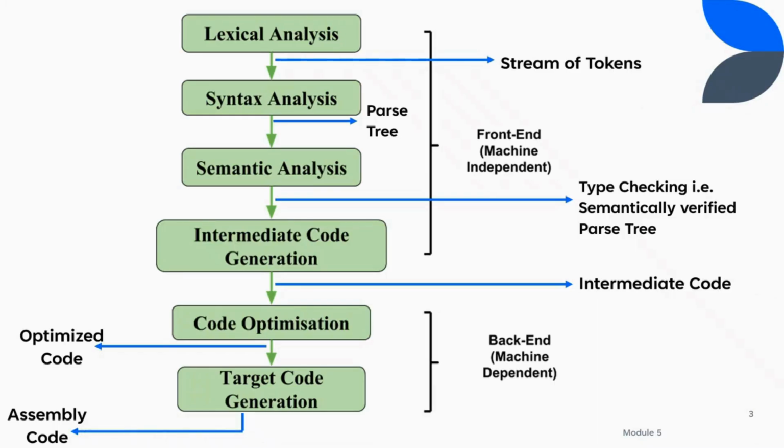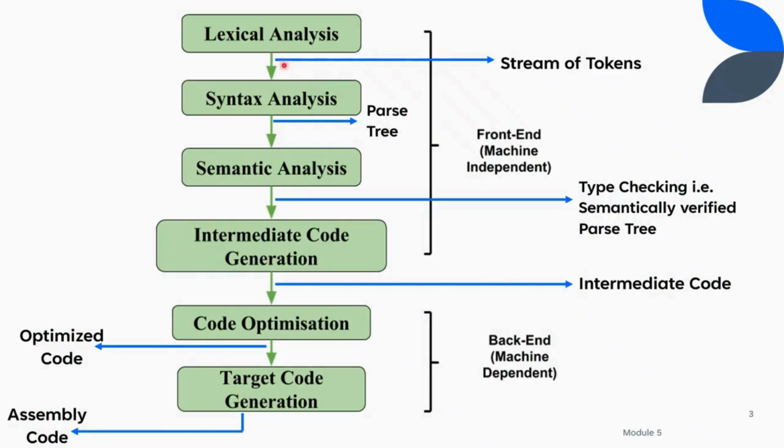Just to revise, lexical analysis is considered to be the first step under phases of compiler, or we can also say it is the first phase under phases of compiler. Target code generation is the last step under the phases of compiler.